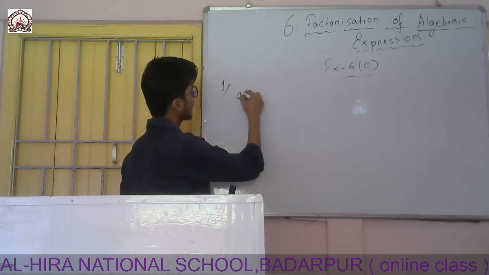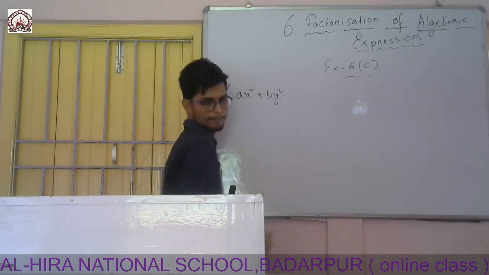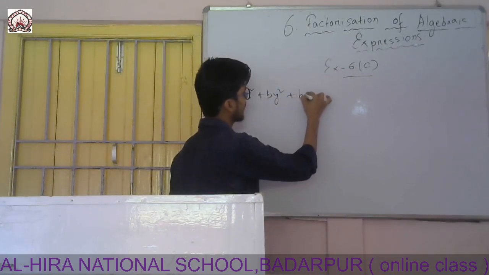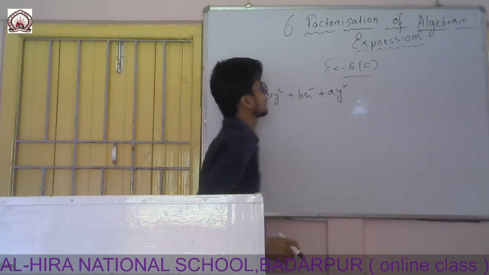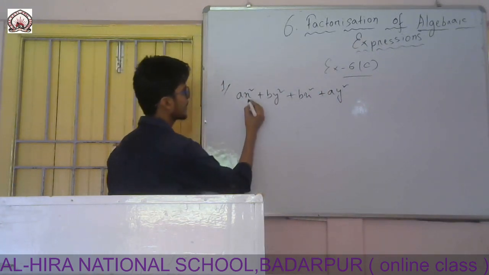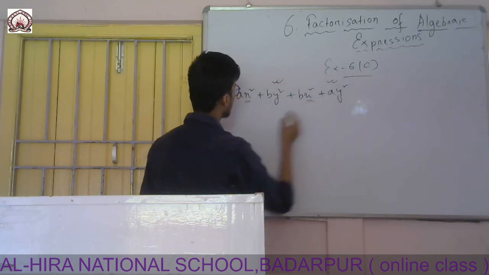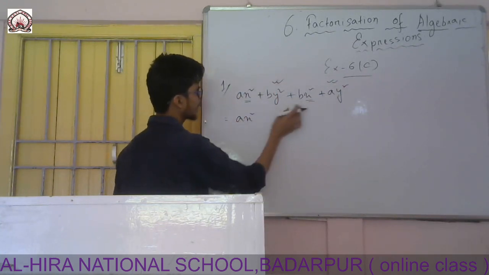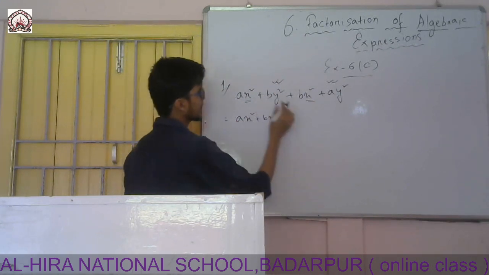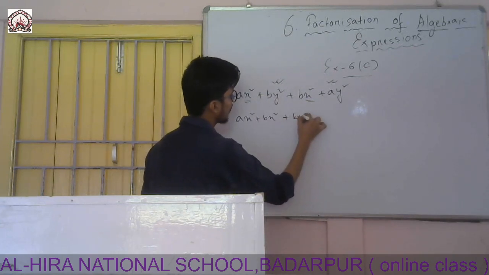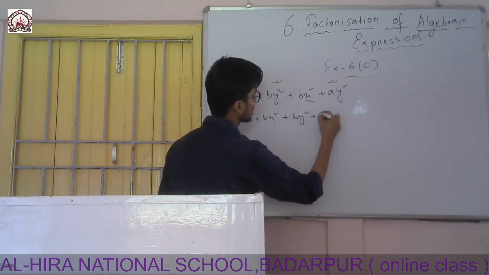It is given ax square plus by square plus bx square plus ay square. So first of all I have to arrange this one. You see, there x square, there also x square, it is y square, and there also y square. So I will first arrange this one, ax square, plus sign, so I will write plus bx square, and then plus by square, then plus ay square.